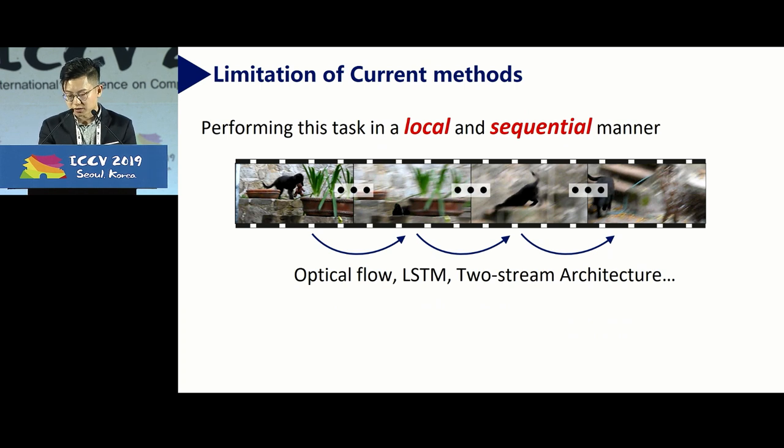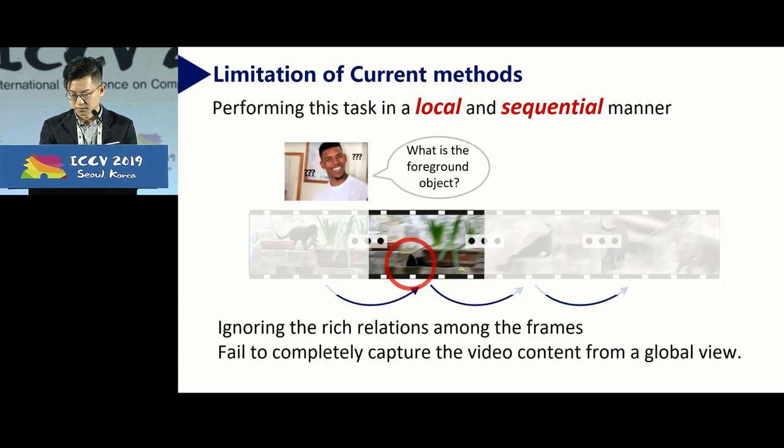Current top-performing methods use local temporal information, recurrent neural networks, or two-stream architectures, and perform this task in a local and sequential manner. As they only use successive information from a local view, they ignore the rich relations among arbitrary frames. Take this video as an example. If we only look at a few frames, it's hard to determine the primary object. So current methods fail to capture the video content from a global level.